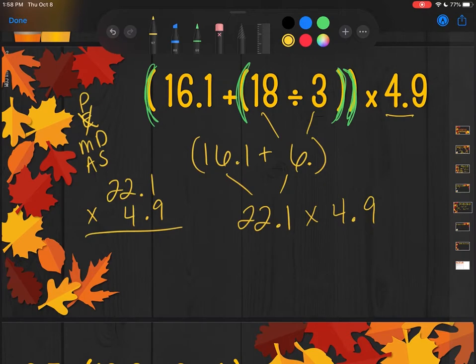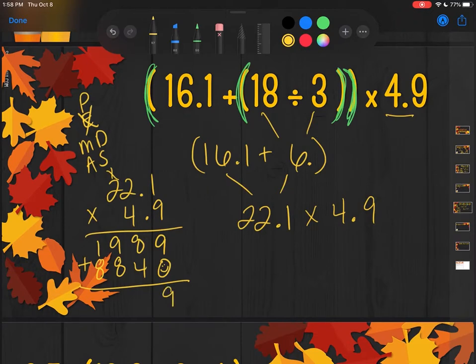4.9. All right, so 9 times 1, then 9 times 2, then 9 times 2 again. 9 times 1 is 9. 9 times 2 is 18. Carry the 1. 9 times 2 is 18, plus 1 is 19. All right, so I'm done with my 9, so I move on to my next row. Add my placeholder smiley. And then I multiply out my 4. 4 times 1 is 4. 4 times 2 is 8. 4 times 2 is 8 again. And I add those up.